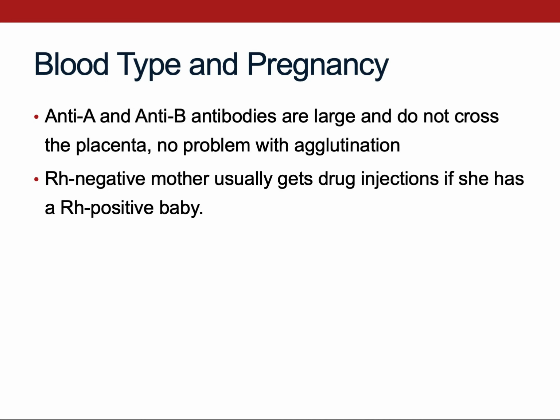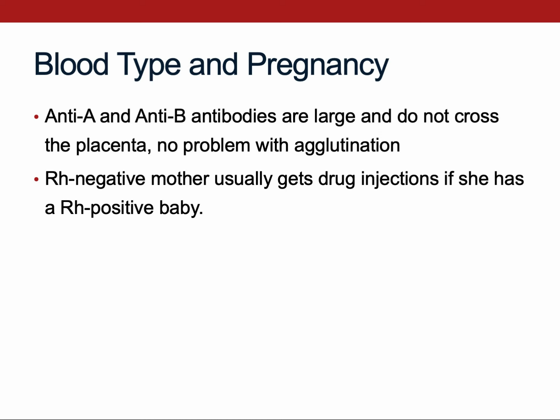The last thing we'll briefly talk about is blood type and pregnancy. So your blood type is determined by genetics, which alleles you get from your mother and your father. And so mothers and their baby or their fetus can have different blood types.